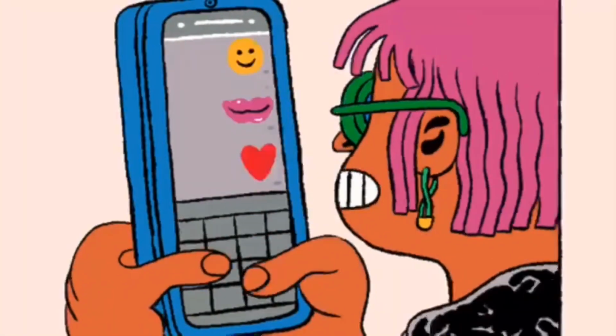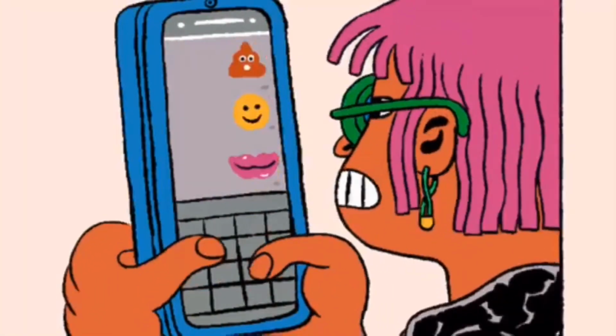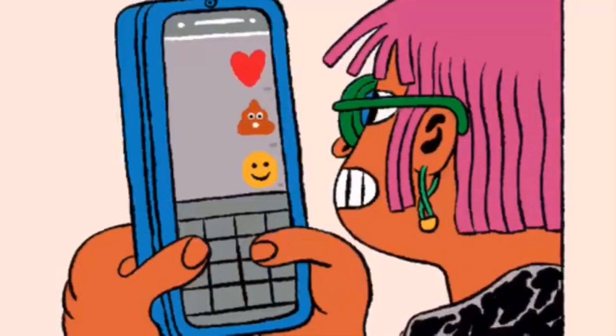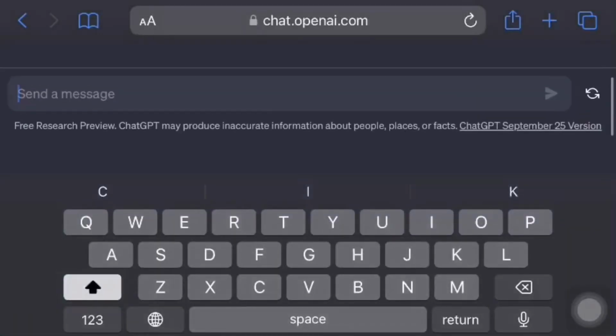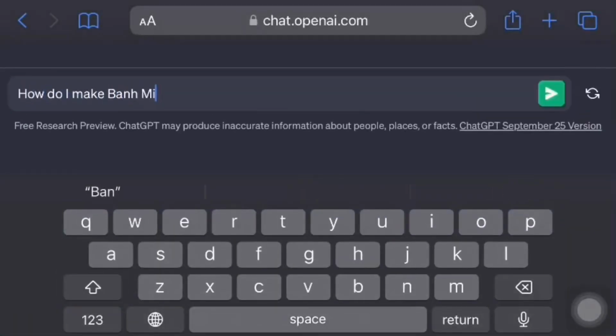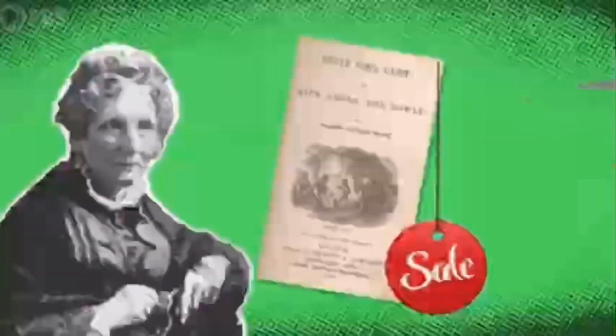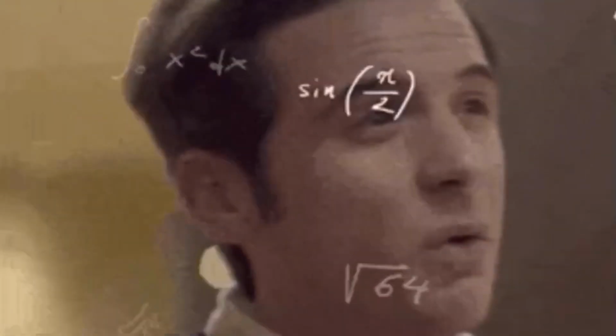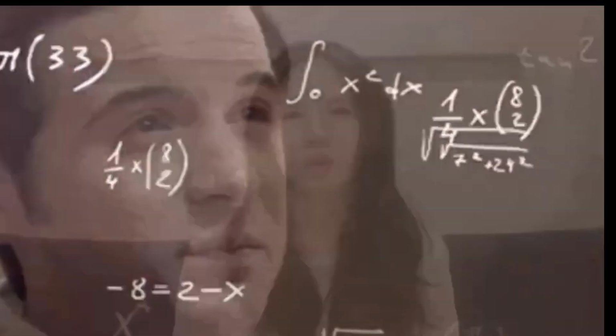ChatGPT is like a digital conversation partner. You interact with it by typing questions or topics, and it responds in text. For example, if you are curious about cooking, you can ask, "How do I make banh mi?" or seek information on any subject from science to history. ChatGPT draws on vast knowledge to provide you with detailed answers and explanations.